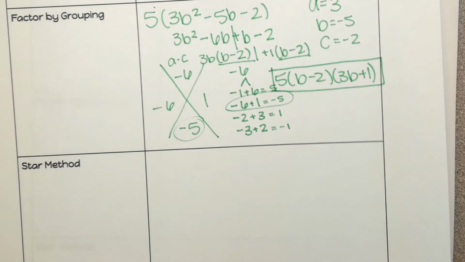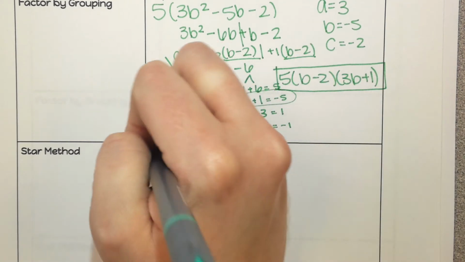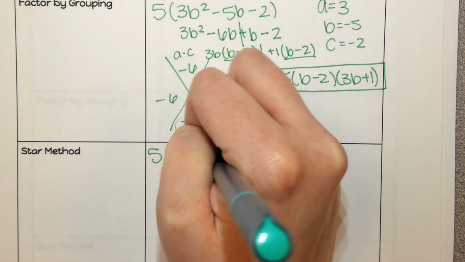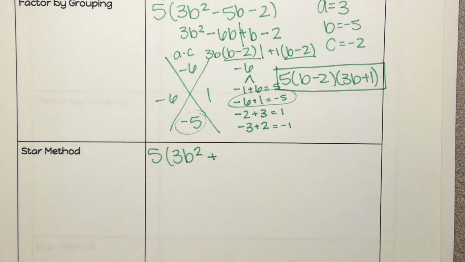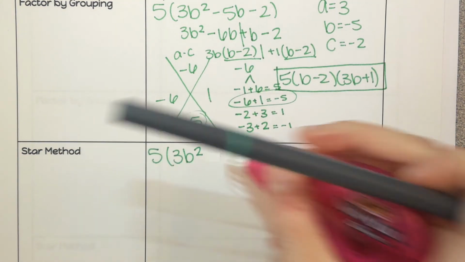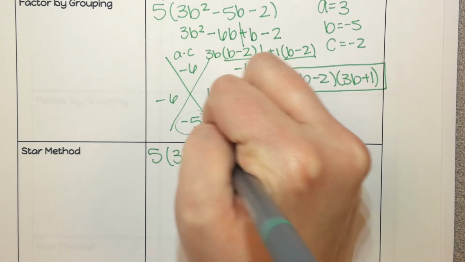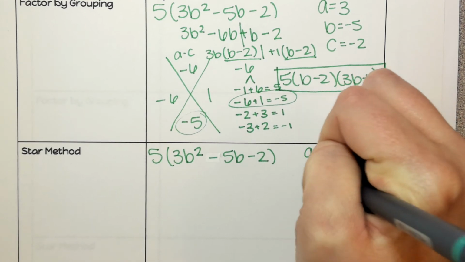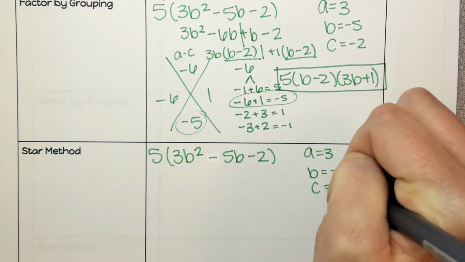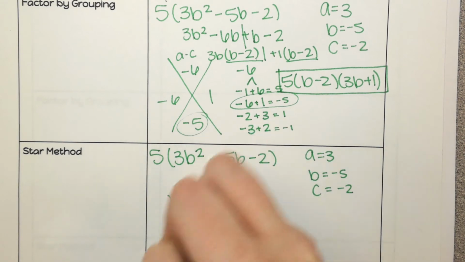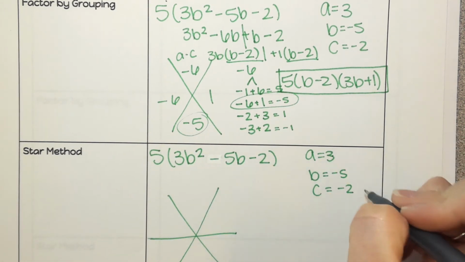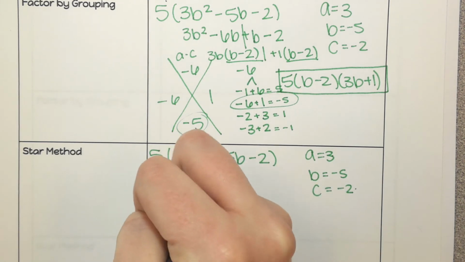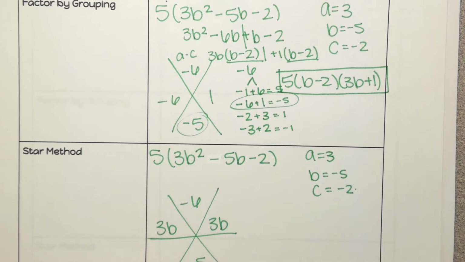Okay. And then last, we'll do the star method. So again, we have to bring out that GCF. So we have 5 times the quantity, 3b squared, minus 5b minus 2. Again, A is 3, B is negative 5, and C is negative 2. So I make the star. On the top is A times C. On the bottom is my B, and on the top sides we do 3b. So that's A and your variable.